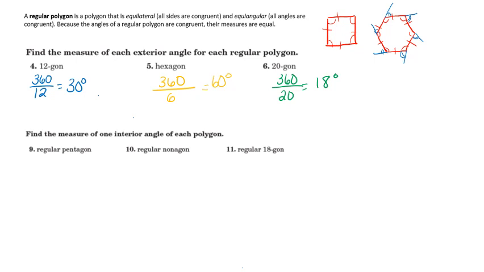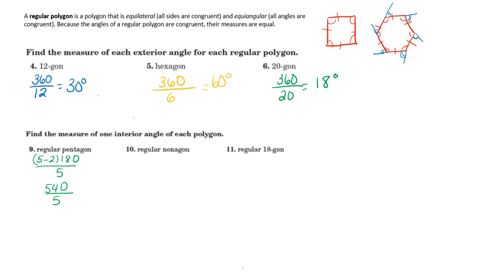So the number of triangles, 5 minus 2, times 180, that's the total number of degrees in that pentagon, and divide by 5. So 3 times 180, which is 540. There's 540 degrees total in that polygon. Since it's regular, each angle is congruent.